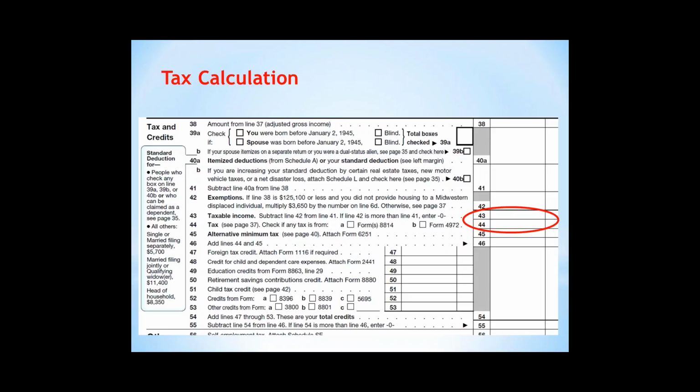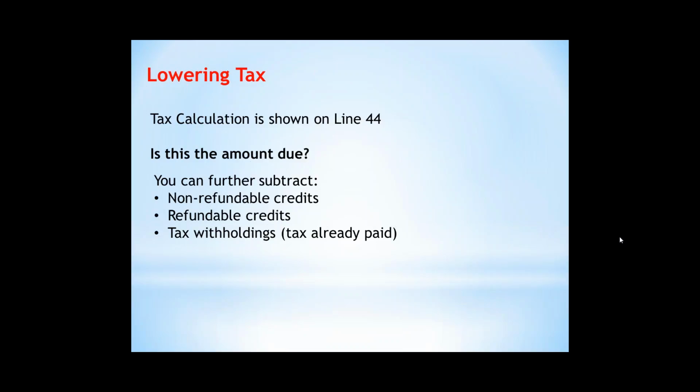So then that's when you get the tax calculation. That's how you figure out how much taxable income you have. And then based on the taxable income, the tax rate is going to be listed right here on line 40. The tax rate varies slightly, but that's basically what you do.